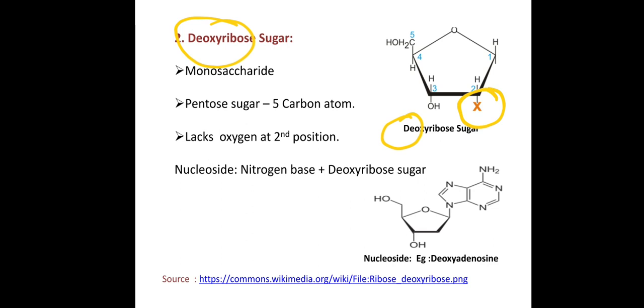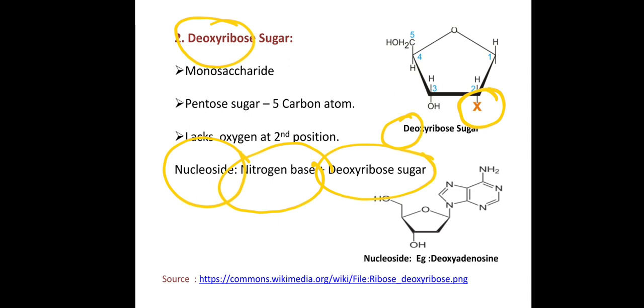Okay, and this deoxyribose sugar, when it combines with the nitrogenous base, becomes a nucleoside, as you can see here. Okay, and the one we have here is deoxyadenosine. Why the name deoxyadenosine? Deoxy here refers to the sugar. Adenine is the nitrogenous base, then it is called deoxyadenosine.